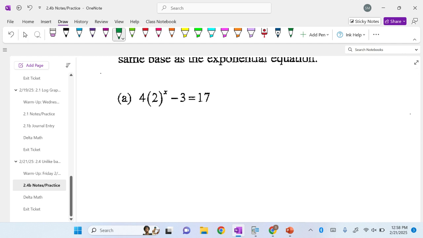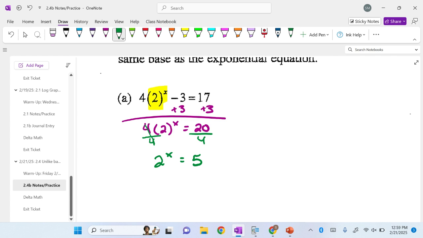Is my base isolated? What is my base? 2 is my base. So that's right here. Is it isolated? No. So I need to isolate it first before I take logs. So what would I do first? Add 3 to both sides. 4 times 2 to the x is equal to 20. Is it isolated now? No. What do I do? Divide both sides by 4. 2 to the x is equal to 5.